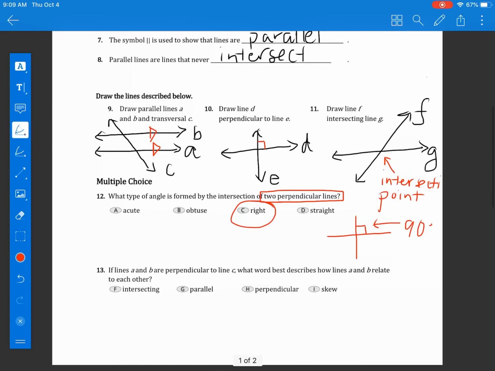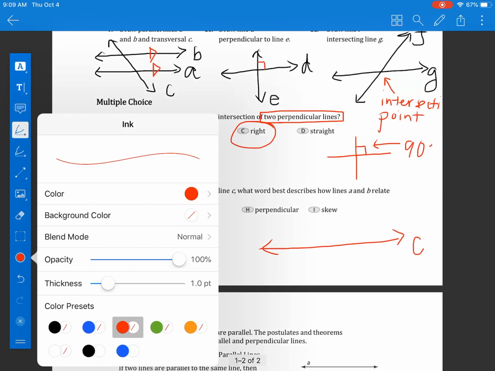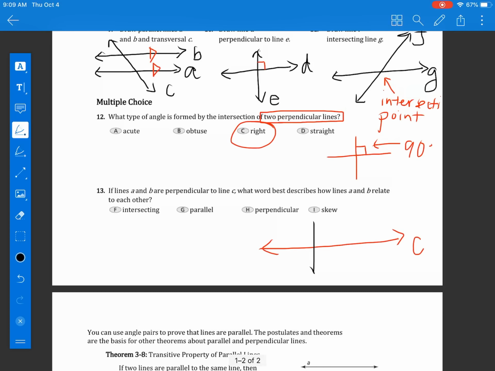Looking at number 13, it says if lines A and B are perpendicular to line C, what word best describes how lines A and B are related to each other? Okay, overall, kind of tricky based on the words. So let's break it down. It says A and B are perpendicular to a specific line. So I'm going to draw line C first. So line C is going to be what we start everything out on. Then I'm going to draw my next lines, A and B. They are both going to cross line C at a right angle.